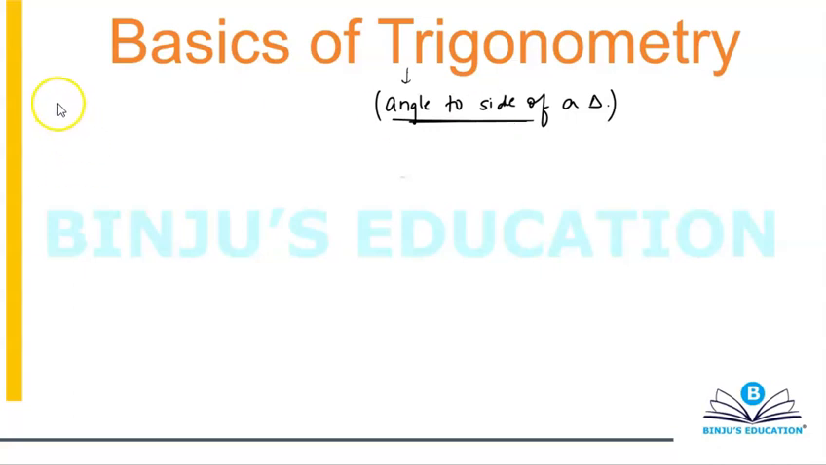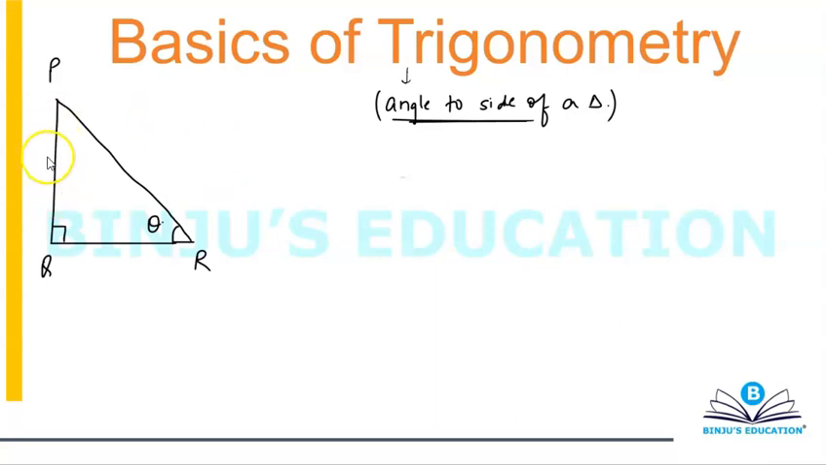Let's make a right angle triangle. This is P, this is Q, this is R, this is 90 degrees, and let's say this angle R is some angle theta. Okay, this angle R is some angle theta. Now there are basically 6 trigonometric functions on which we need to work, which basically relate your sides to your angles. So first of all, let's call PQ as A, QR as B, and PR as C.